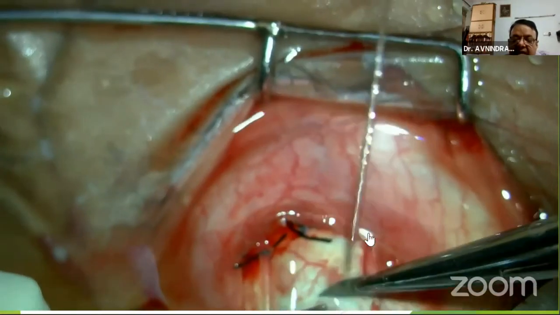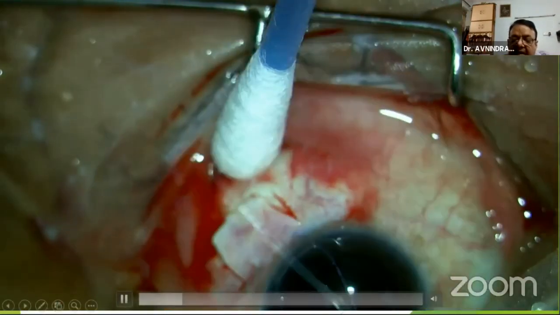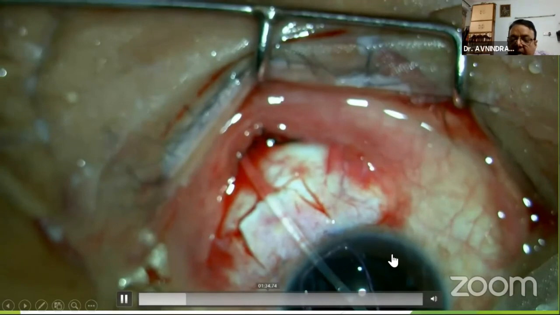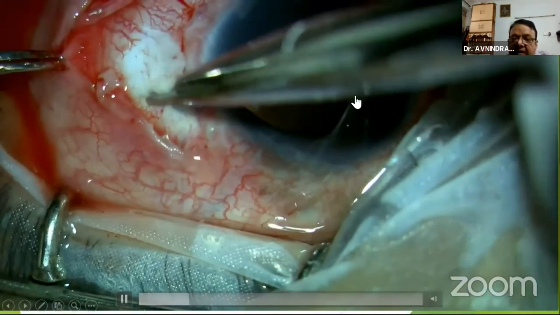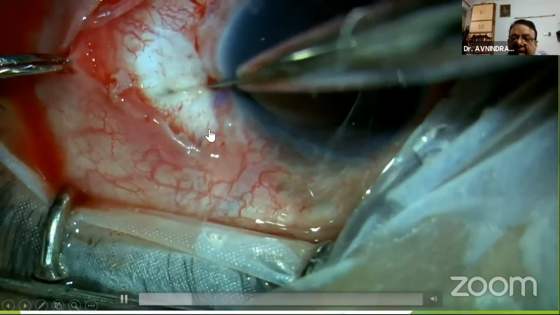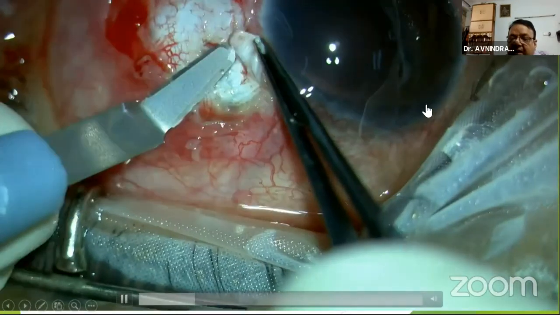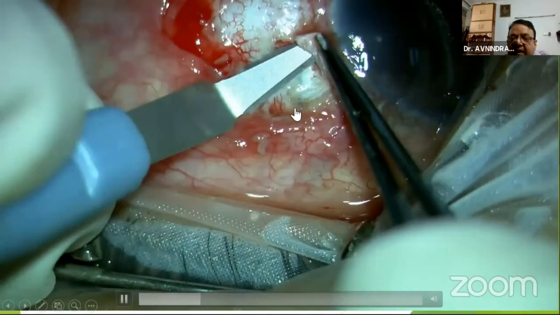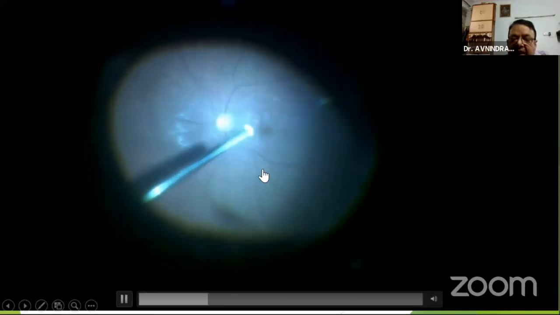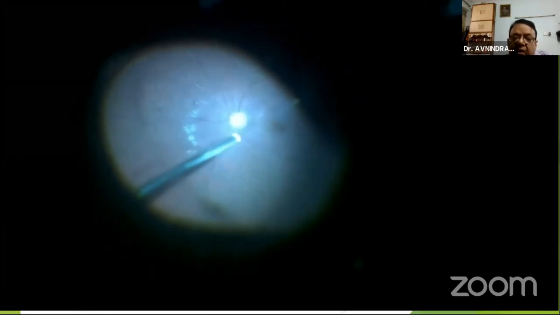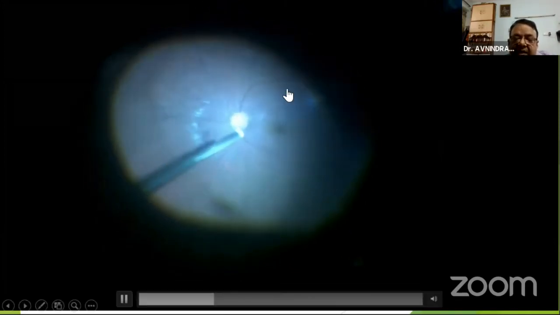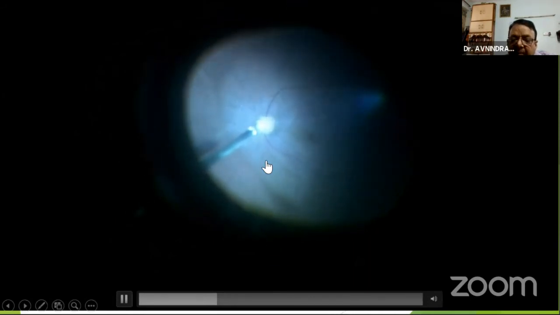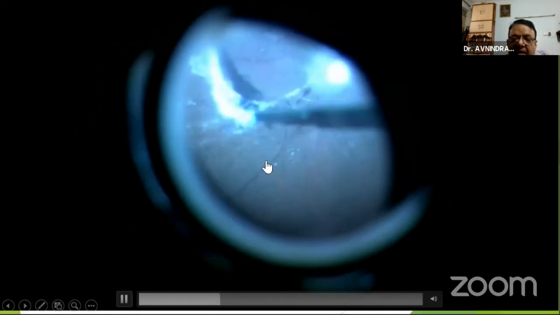Once the flaps are created, we created 2 additional flaps, one in the supratemporal quadrant and one in the infranasal quadrant, because these were the areas available, and we'll create a corneal tunnel in the supranasal quadrant. The flaps are created, the sclerotomies are made 1.5 millimeters behind the limbus, and we started the vitrectomy. If you want to place the valve in the posterior segment, then you need to do a complete vitrectomy, including removal of the posterior hyaloid.